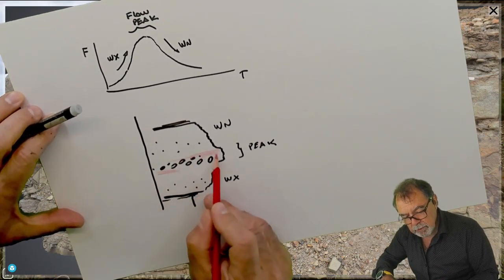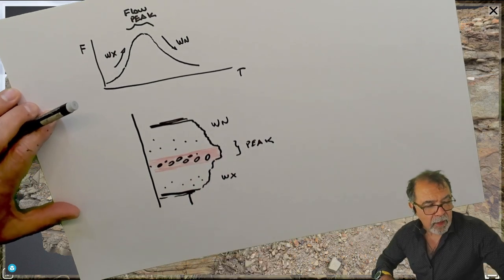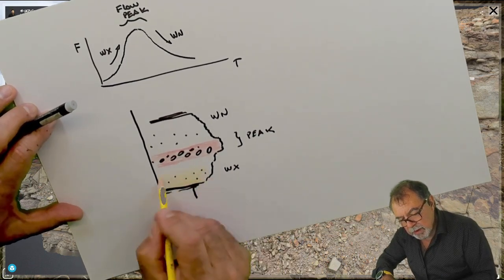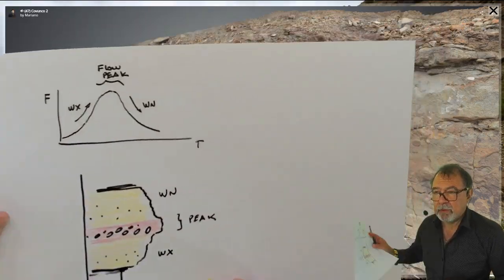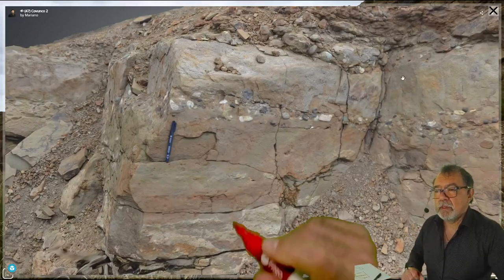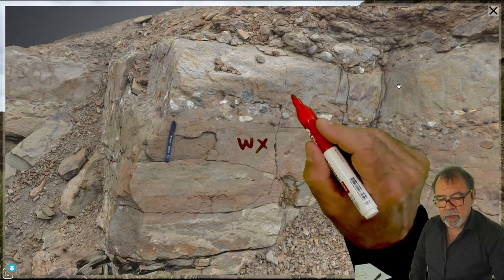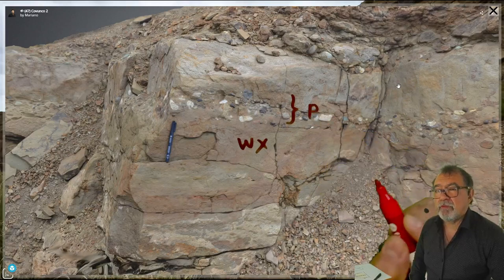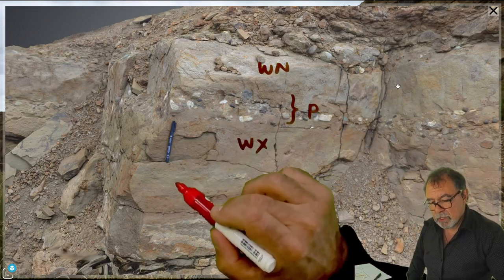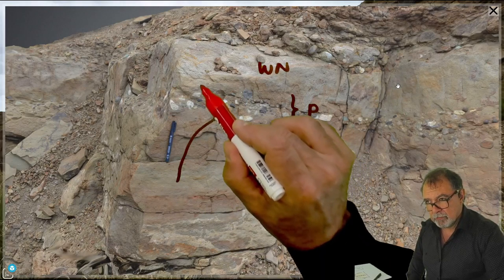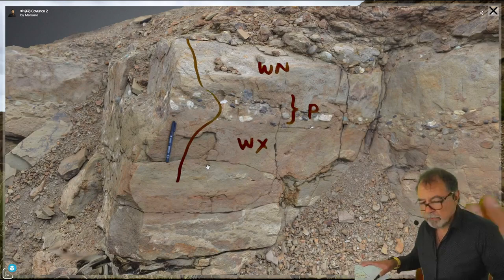Of course, this is like the waxing-waning hyperpycnal flow of Mulder, but at another scale. So you have increasing energy here and decreasing energy in the upper part. So going to the outcrop, this part is the waxing part, this area is the peak of the flow, and on the upper part we have the waning part. So the flow discharge and flow power increase, and then decrease, during a single hyperpycnal flow.